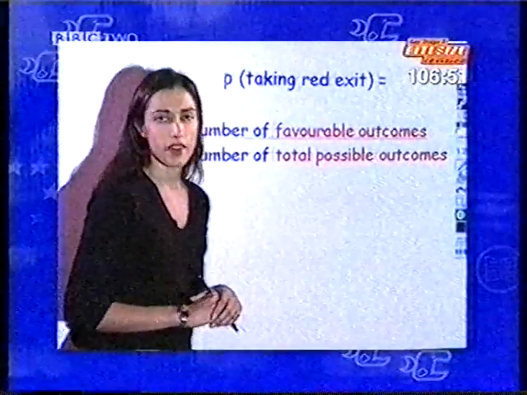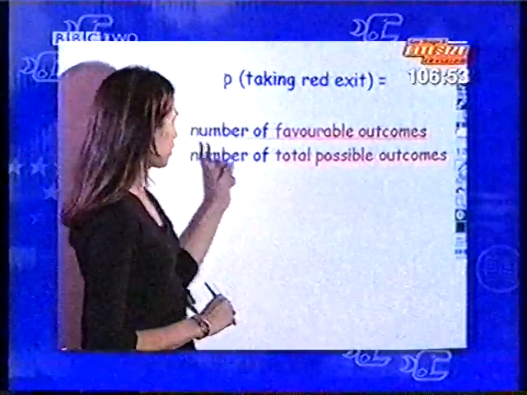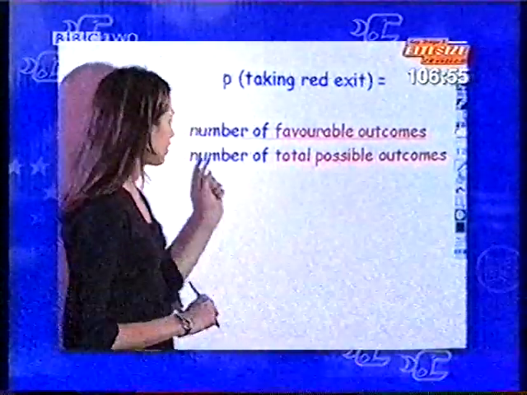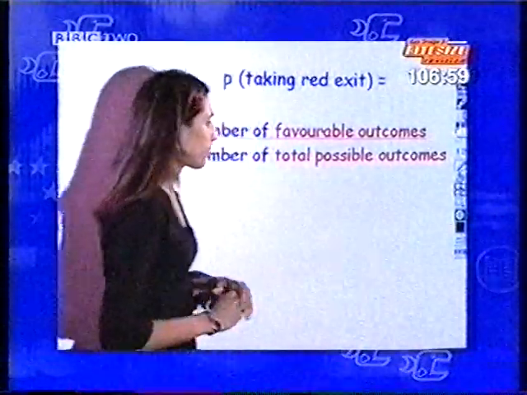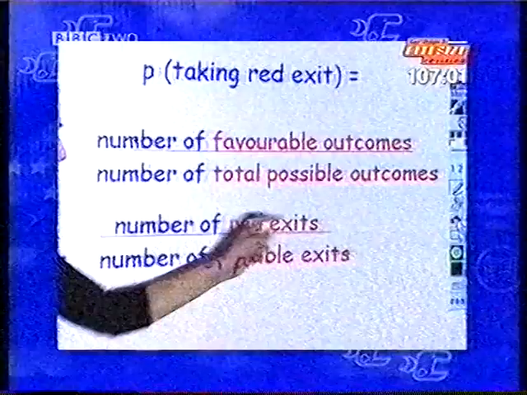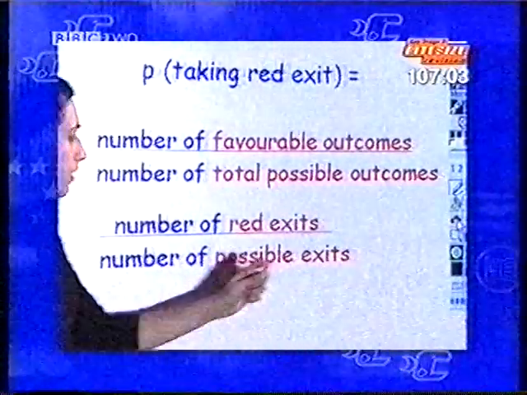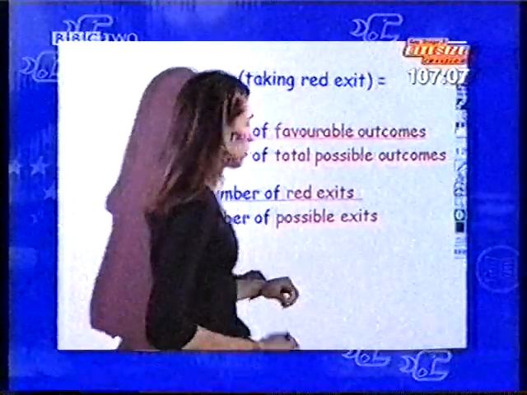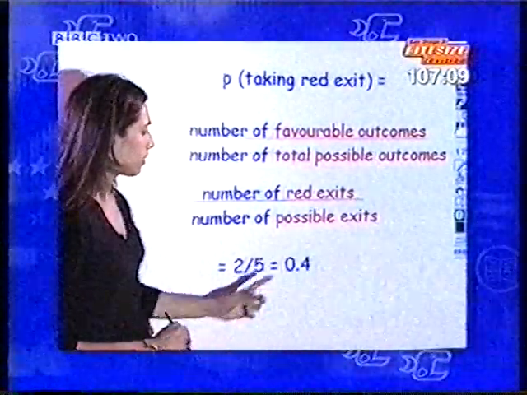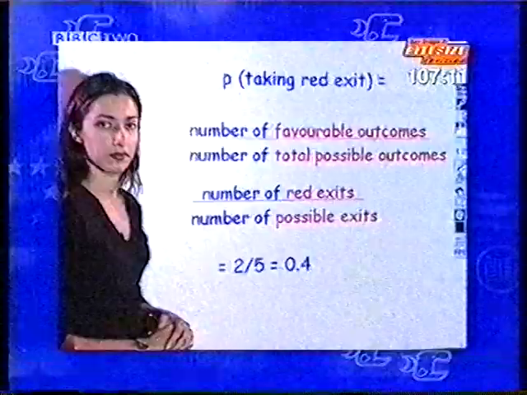The probability of our cyclist taking a red exit is the number of favourable outcomes divided by the number of total possible outcomes. So that would be the number of red exits, which is 2, divided by the number of possible exits, which is 5. That gives us a probability of 2/5, or 0.4.